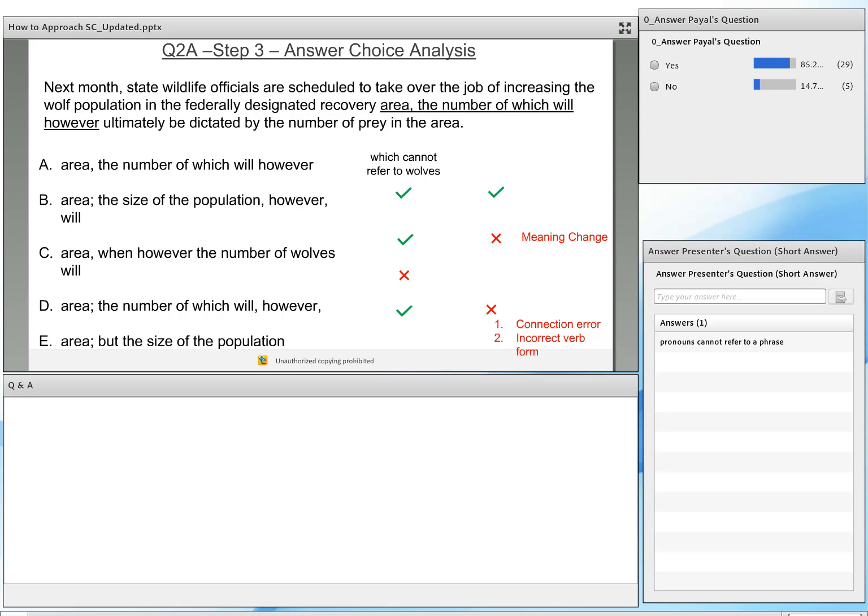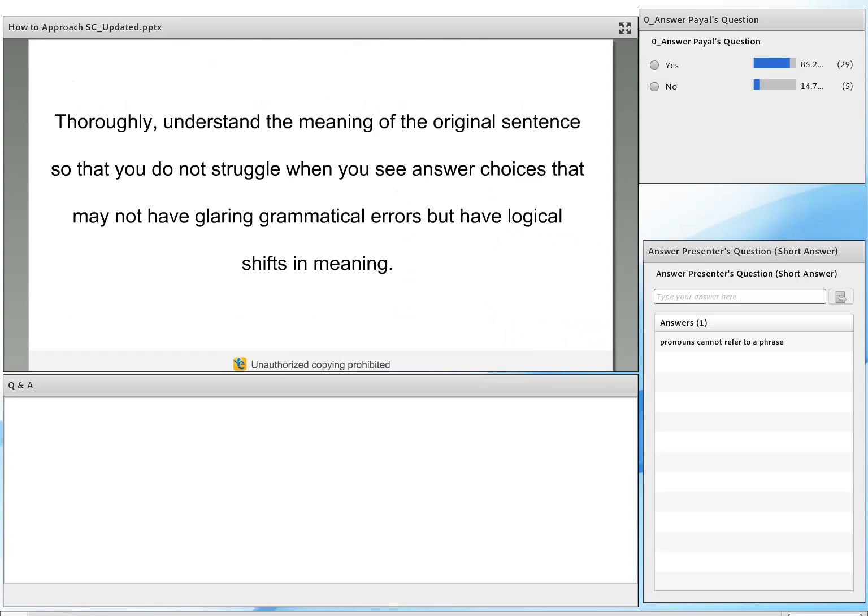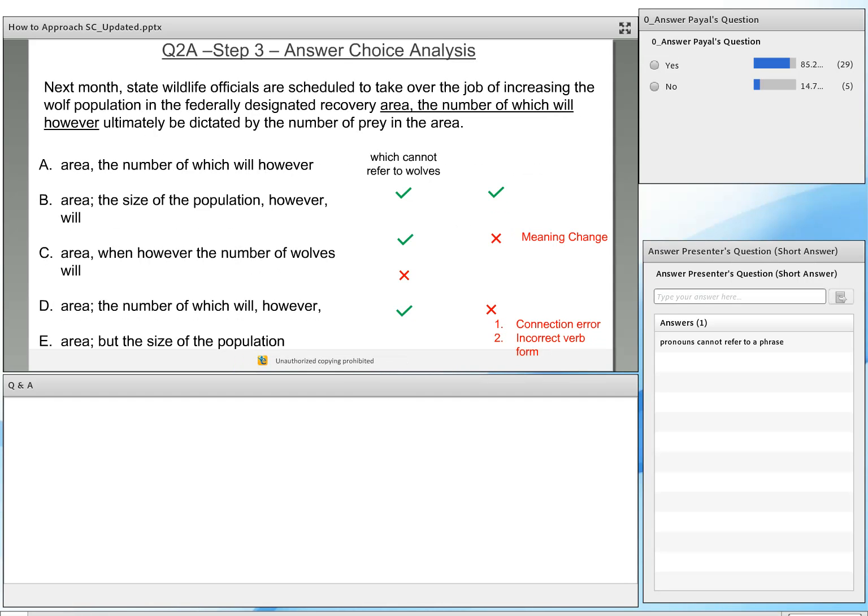And then, the size of the population ultimately be dictated. Again, that's a wrong verb form, and that's why this is wrong. Now, the thing to think about over here is between choices B and C. C is absolutely wrong because of a meaning issue. B is absolutely correct, but there is a change in sentence structure. When I say change in sentence structure, the word which has been removed completely, and that's absolutely fine.